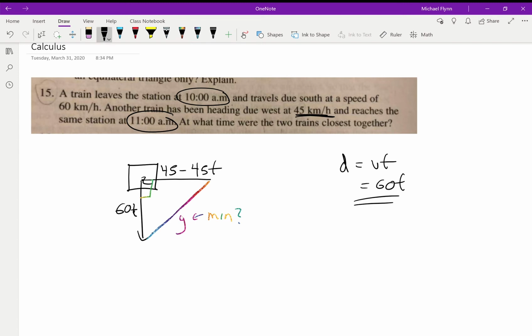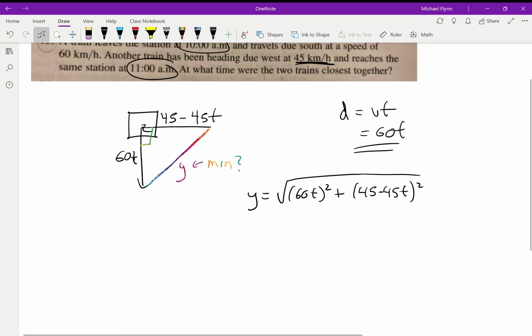So what you do is just write out the equation for distance. So y will equal, it's the hypotenuse. So just Pythagorean theorem, it'll be (60t) squared, like that, right? Plus (45 minus 45t) squared. Okay, like this. Now, the key to doing these calculus questions is getting that equation right. If you can get this equation right, so this is the system, then you just take the derivative.